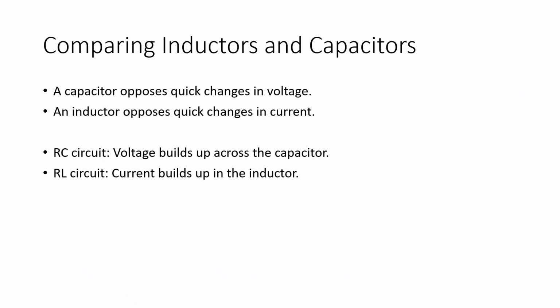So as we put it all together from this section, comparing inductors and capacitors, a capacitor opposes quick changes in voltage. An inductor opposes quick changes in current. For an RC circuit, so for a resistor and a capacitor together, voltage builds up across the capacitor. For an RL circuit, current builds up in the inductor.